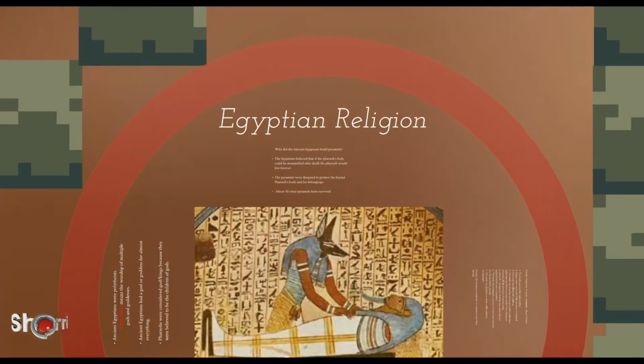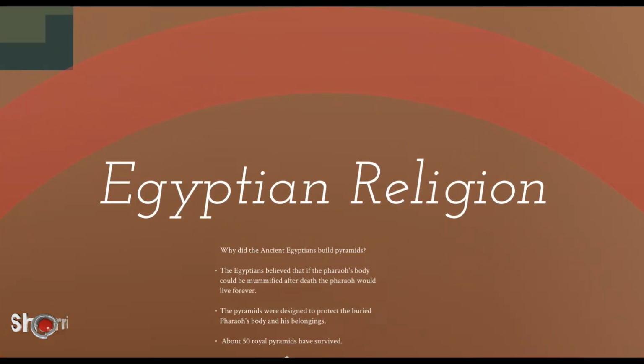Egyptian religion. Why did the ancient Egyptians build pyramids? The Egyptians believed that if the pharaoh's body could be mummified after death, the pharaoh would live forever. The pyramids were designed to protect the buried pharaoh's body and his belongings. About 50 royal pyramids have survived.